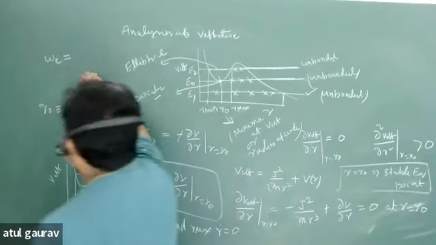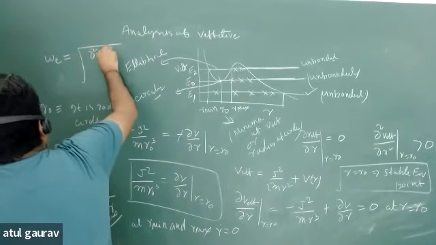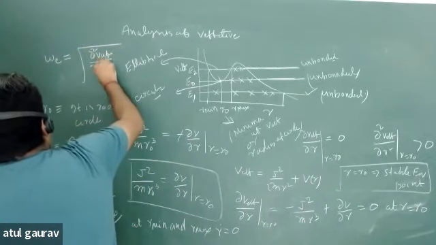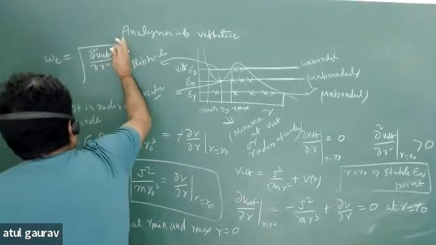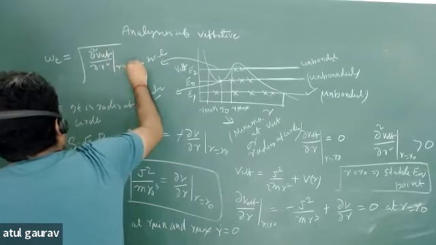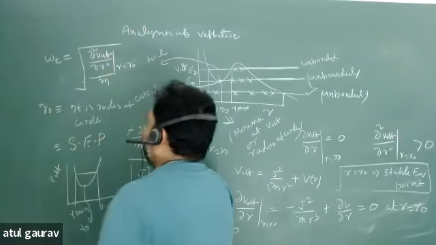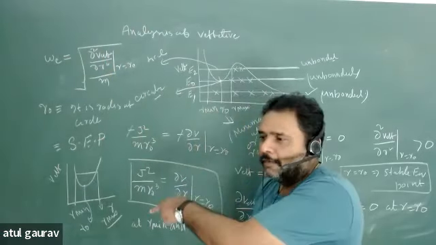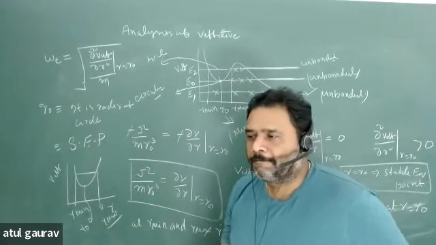Under root del square V effective by del R square at R equal to R naught, divided by m. This is a very interesting thing. So now you can see how we can use stability analysis in this particular topic.